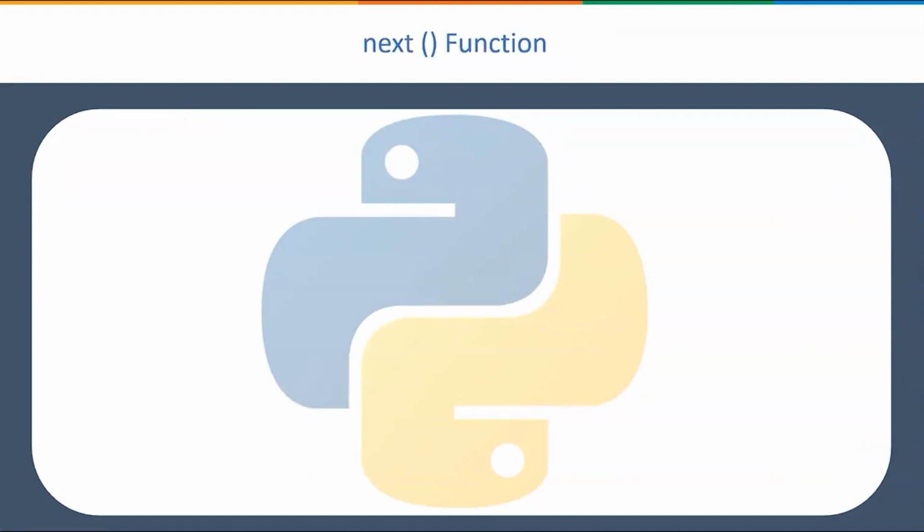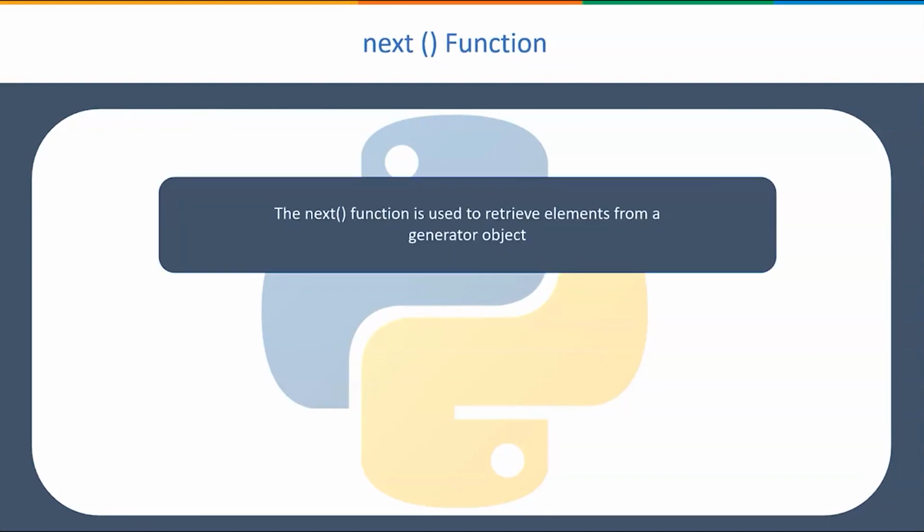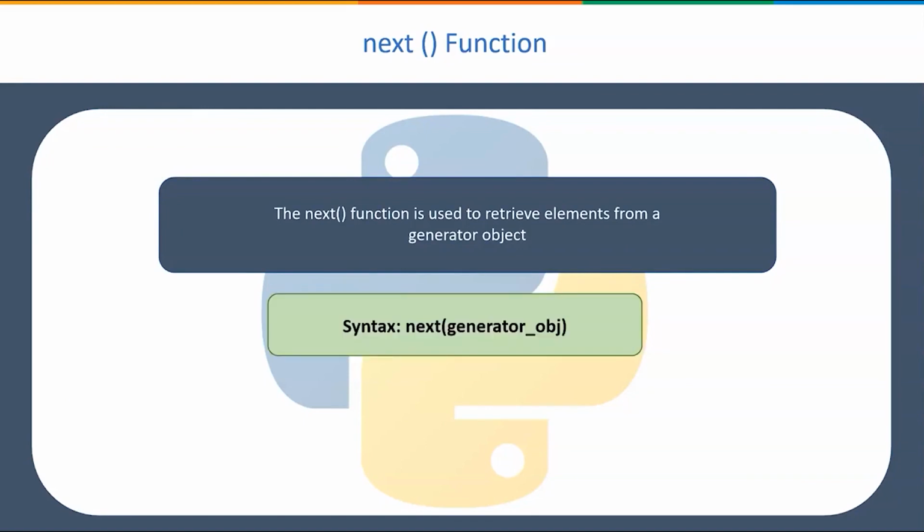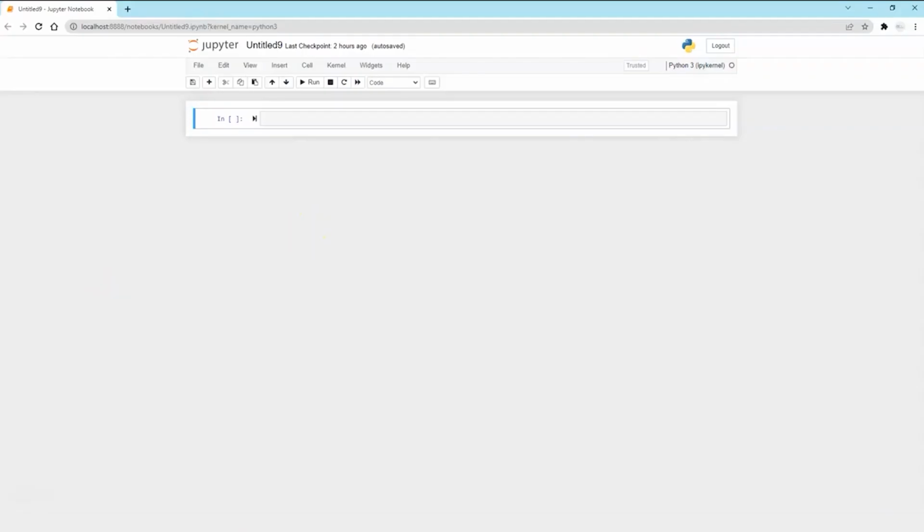Now, another most important function in order to deal and operate with the generator is the next function. The next function is used to retrieve elements from a generator object and then print it. That's how you basically interact with your generator function. You cannot do that unless you use the next function. So now let's quickly jump to our examples, which we are going to use to support each of these concepts.